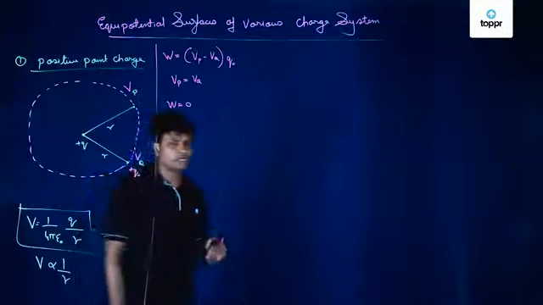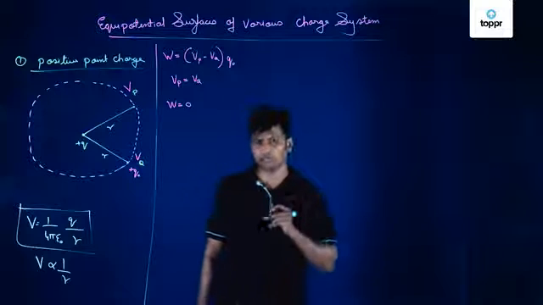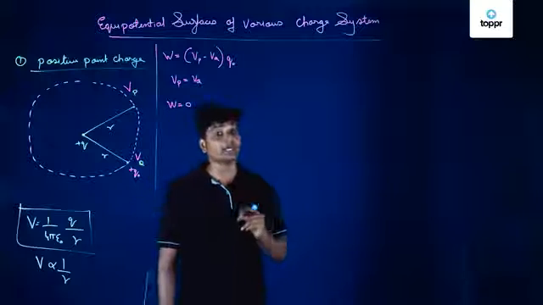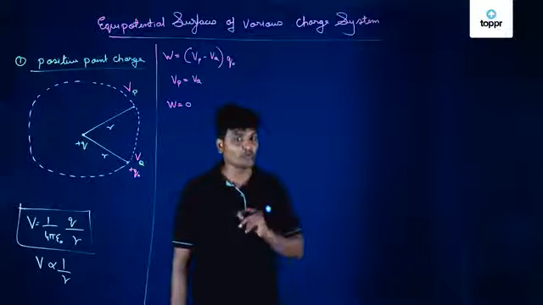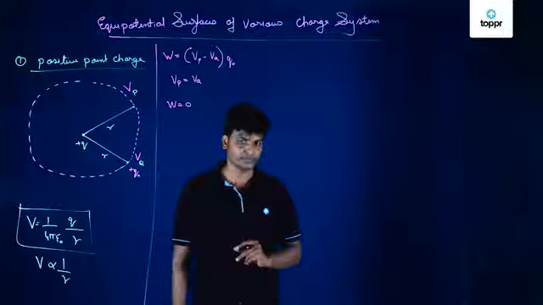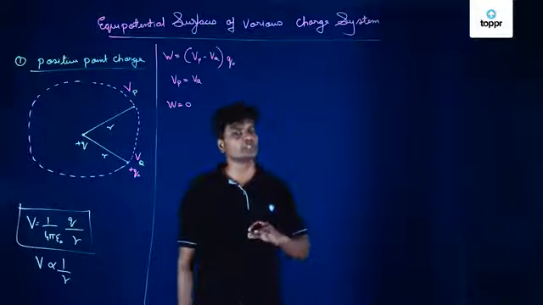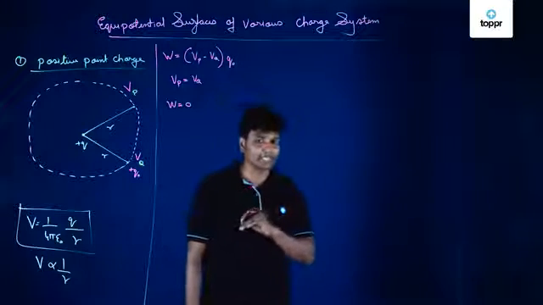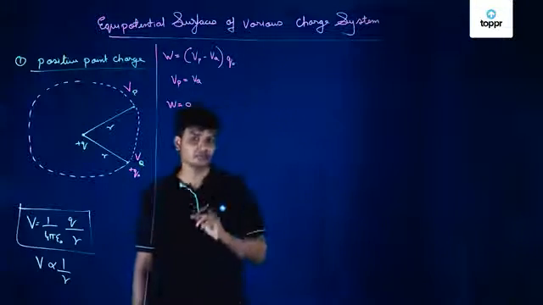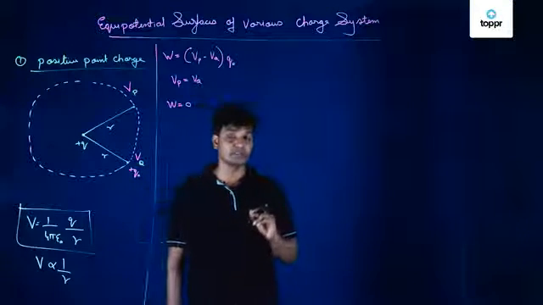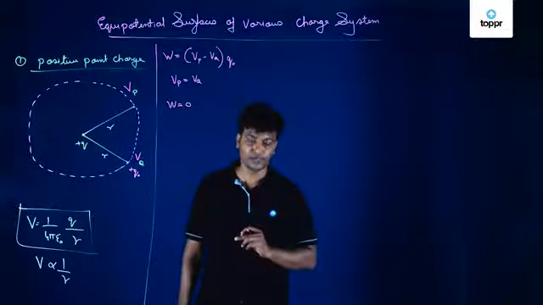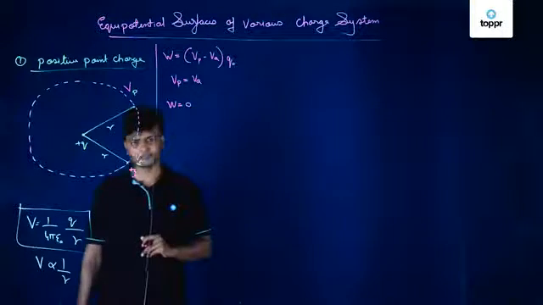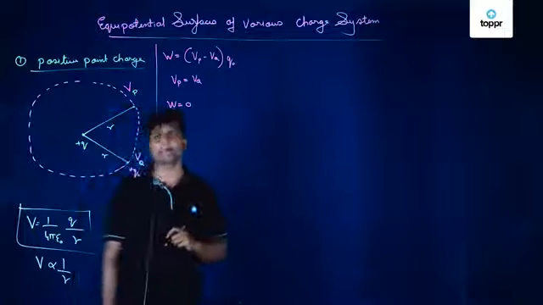Now, the second property, do you remember it? The second property says that electric field lines should always be normal to the equipotential surface. That means electric field lines can never make an angle with the surface. They should always pass normally to the equipotential surface. Now, why is it so? Why is it compulsory? Let us understand.